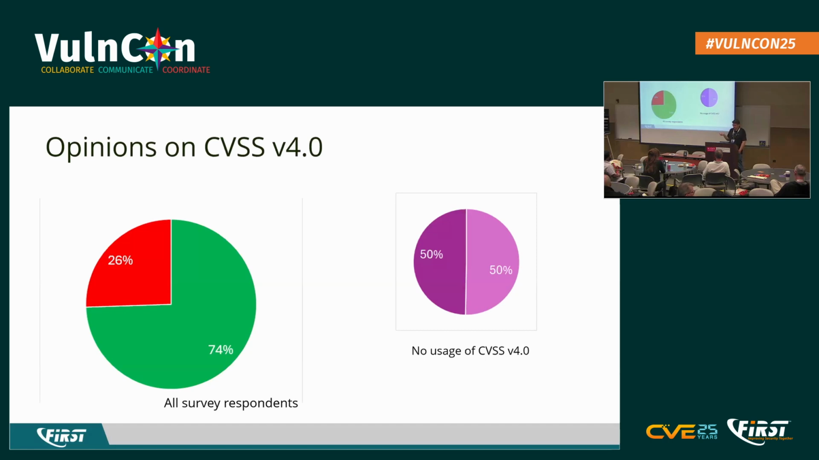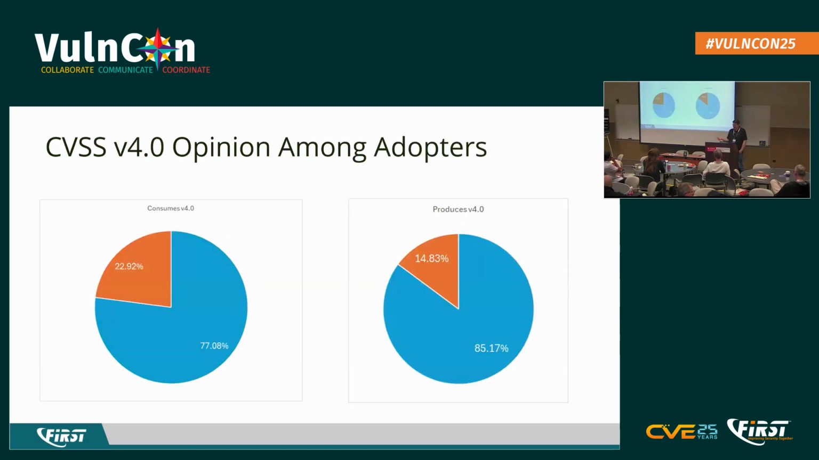Now, curiously, among those who reported no usage of version 4, half said, no, thank you, not worth it. And half said, yeah, we think it's worth it. So that's if they have no self-reported uses of version 4. However, if you're a consumer on the left or a producer of version 4, as you reported in the tool, overwhelmingly, organizations who've adopted version 4 like it. Especially if you're a producer, 85% of producers who use and produce version 4 say it was worth the effort. A little smaller on the consumer side, but 77% say it was worth it.